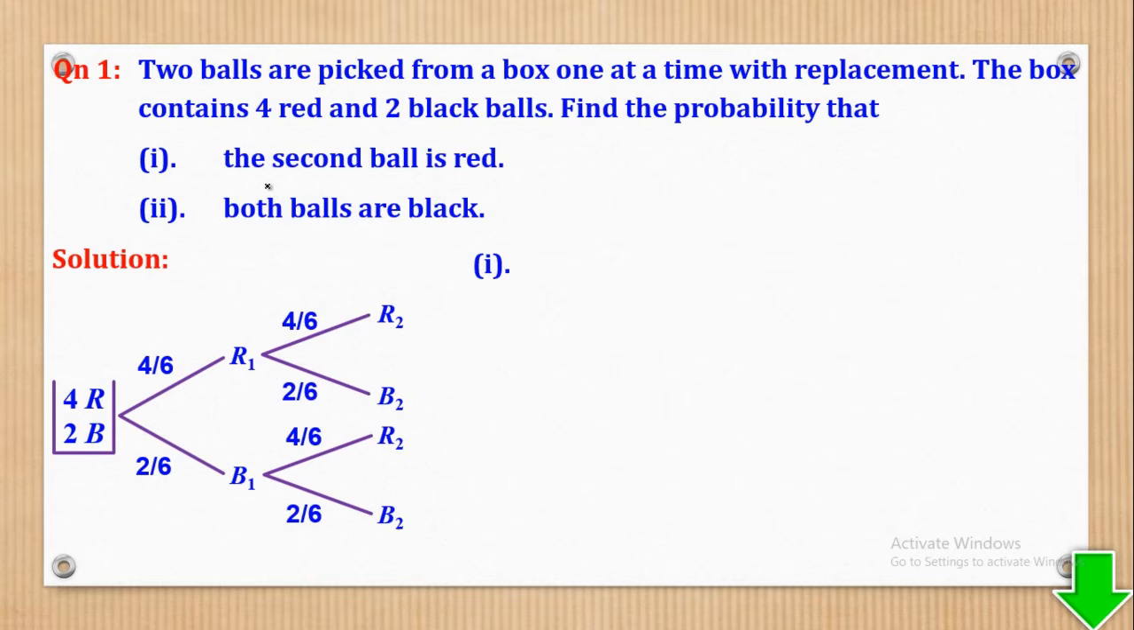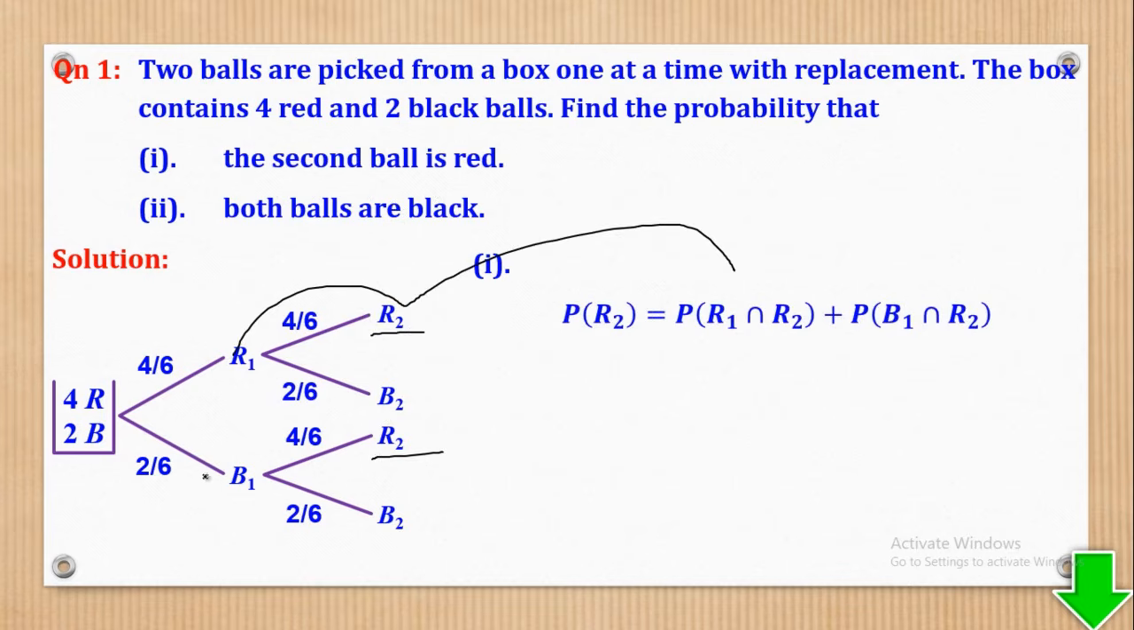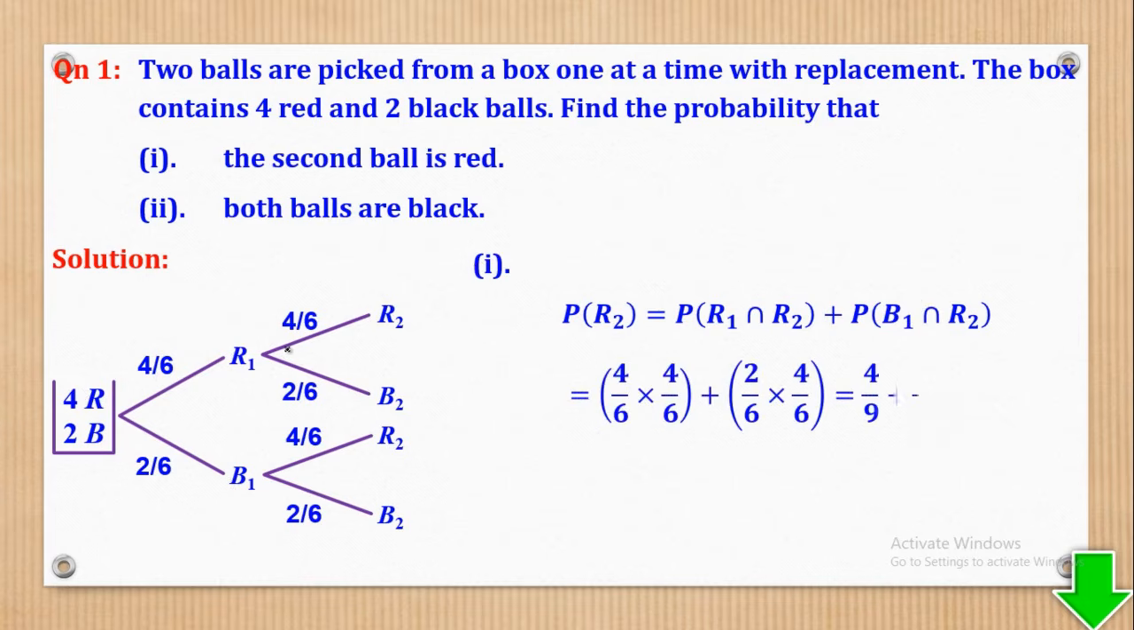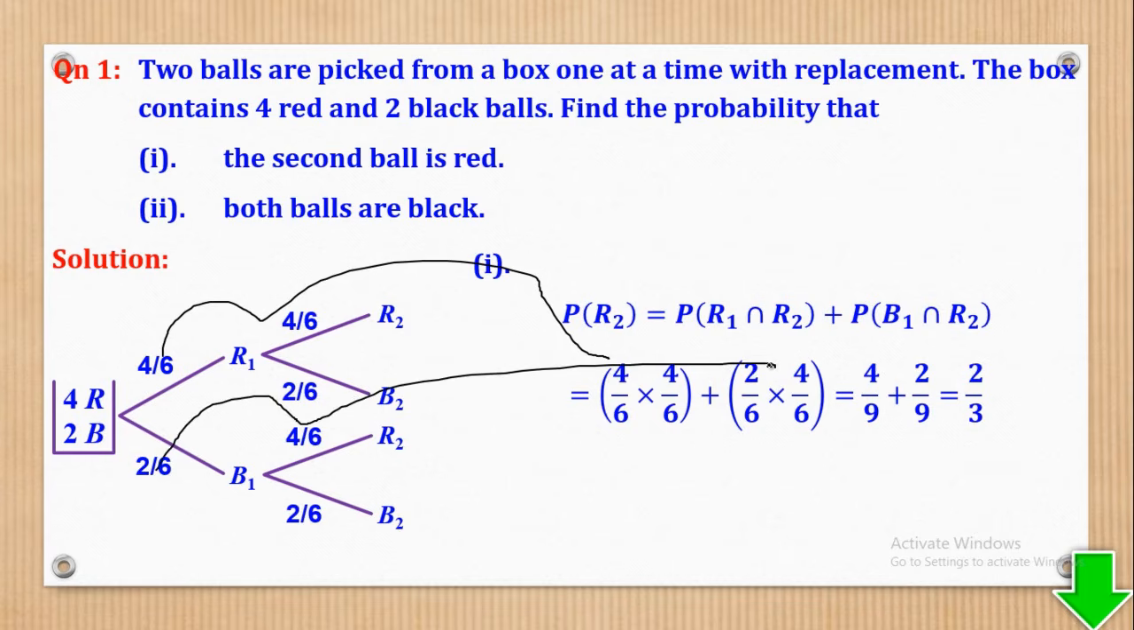Therefore, the probability that the second ball is red: red means that I'll need this and this. Therefore, it will be R1 R2, which is here, and B1 R2, which is there. So you substitute: R1 R2 is this times this, and B1 R2 is this times this. Now use a calculator, and I come up with 2 over 3, and that's what they wanted.